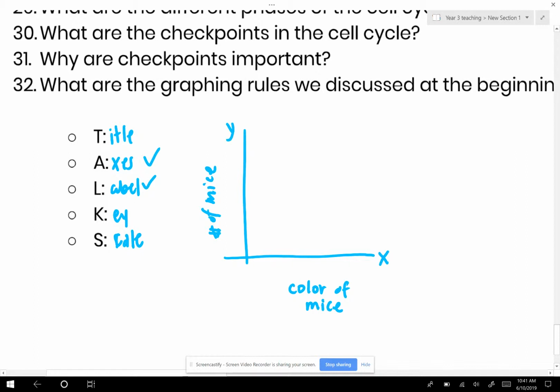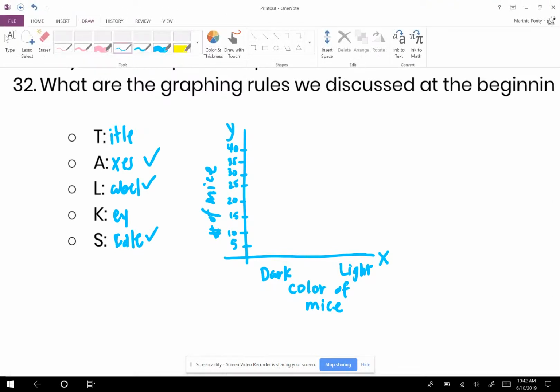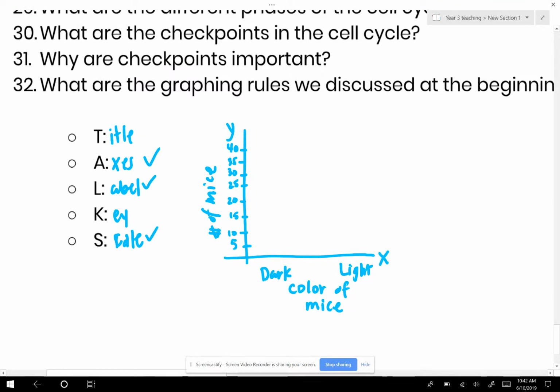Next thing I would do is scale my graph, right? And again, scaling means that we're counting by a number. So this will be 5, 10, 15, 20, 25, 30, 35, 40 sort of deal. So that's my scale. Then I'm going to have my dark mice and my light mice. And then I'm going to do this thing on here. So I have that there and that there. Actually, let's make it bigger.